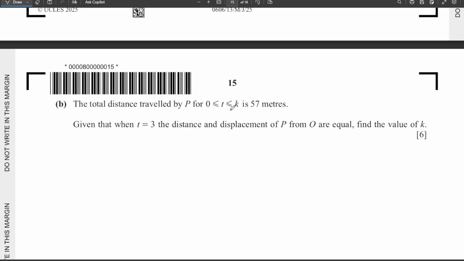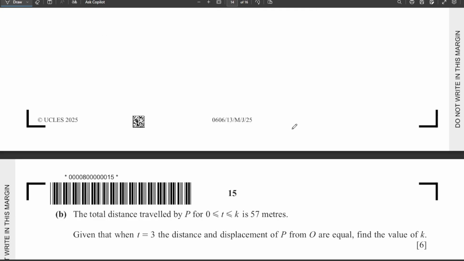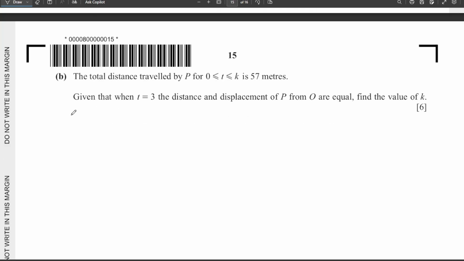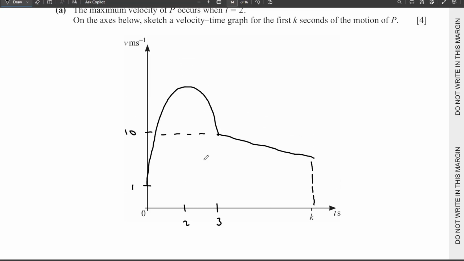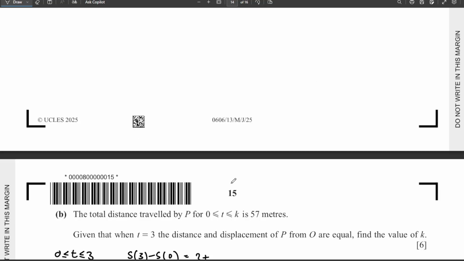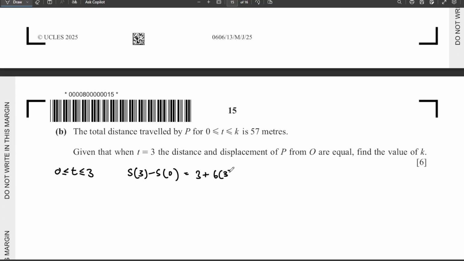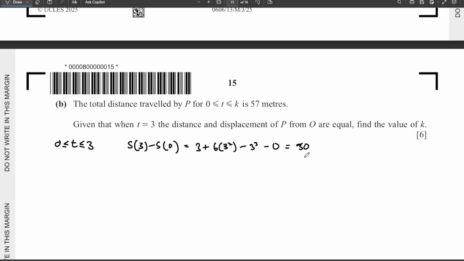We want to find, the total distance is 57. So for the first 3 seconds, we can do s3 minus s0 with the first equation. So that will be 3 plus 6t squared. In the first 3 seconds, we can calculate that it traveled 30 meters.